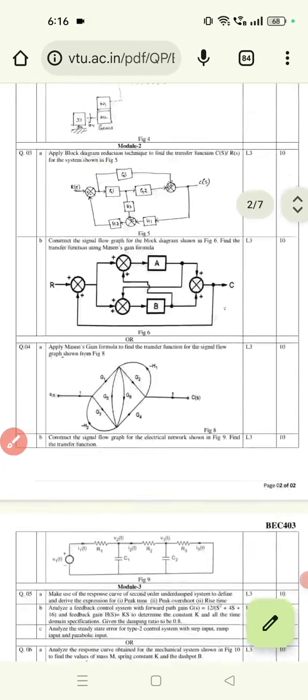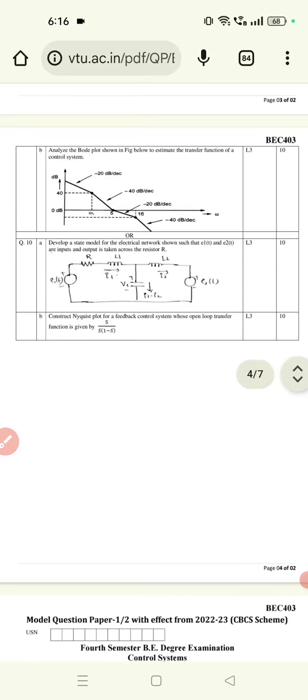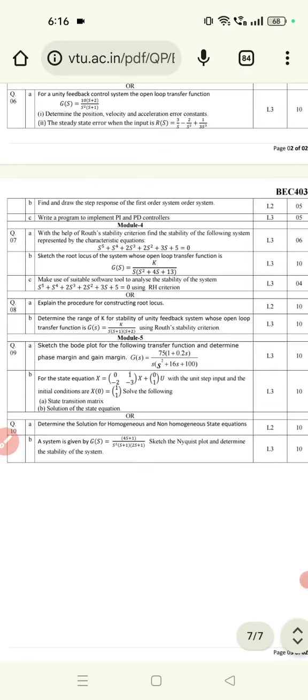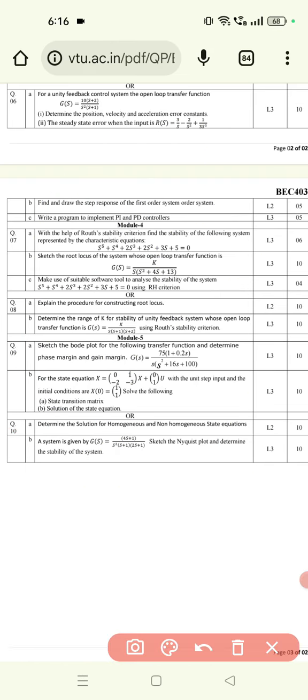You can cross-check that. Here, question number 7a, you can look at RH criteria, root locus. Question number 8a is RH criteria, right? 8b is root locus, right? Next, 9a is Bode plot, 9b is again Bode plot, right? Next, if you take the other question paper, 9a is Bode plot, right? 8b is about RH criteria and explain the procedure of constructing the root locus. You will have many steps, so you can write 6 to 8 steps, right?